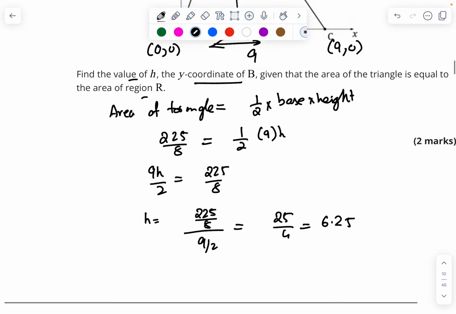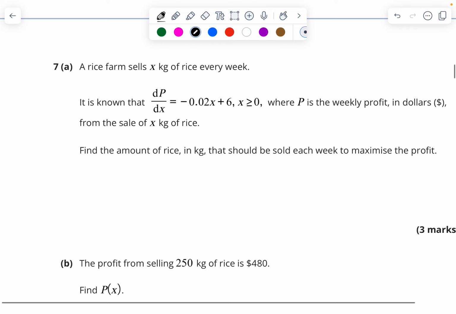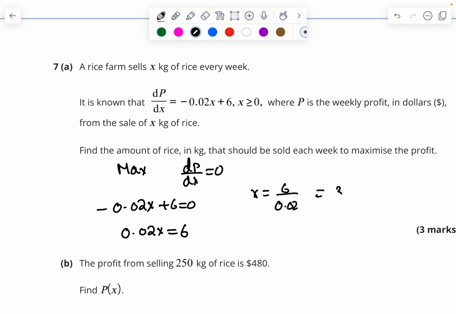Then question number 7. A rice farm sells rice every week. dP by dx is given. Find the amount of rice that should be sold each week to maximize the profit. The word maximum means the derivative should equal 0. So minus 0.02x plus 6 equals 0. So 0.02x equals 6. x equals 6 divided by 0.02, which is going to be 300.